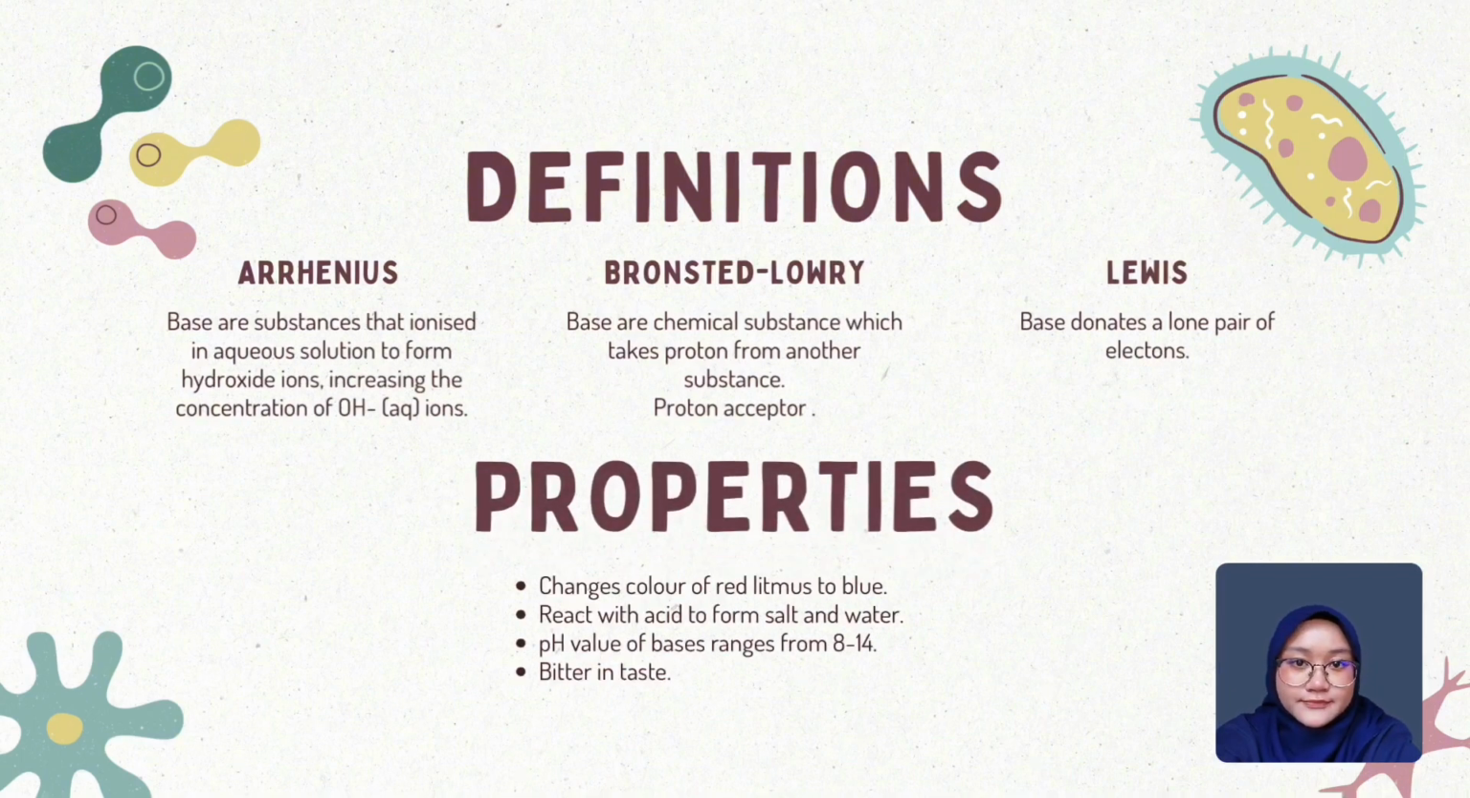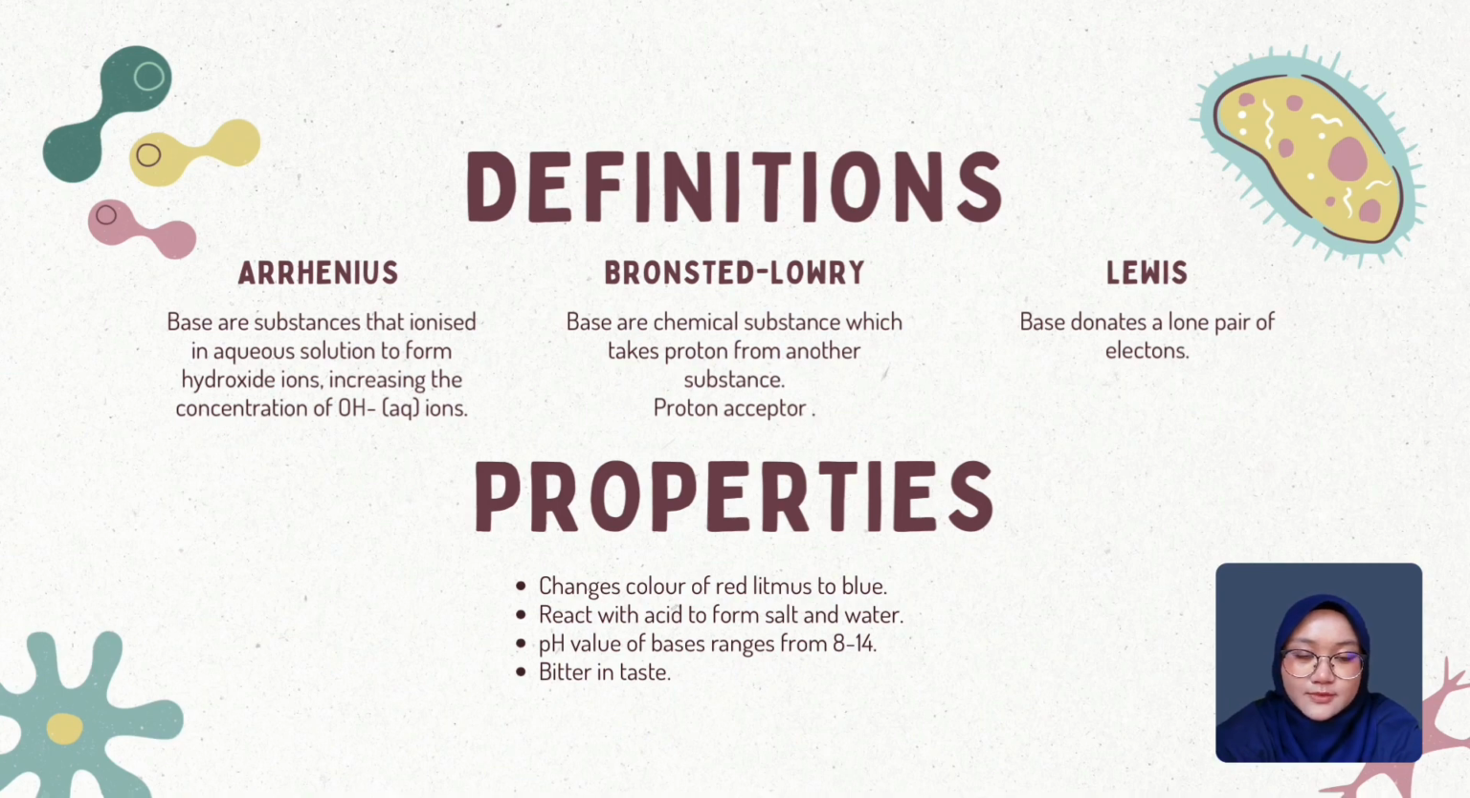Next, there are 3 different definitions of the base. The first one is from Arrhenius. According to Arrhenius, bases are substances that ionize in aqueous solution to form hydroxide ions, increasing the concentration of hydroxide ions. The second one is from Bronsted-Lowry. According to Bronsted-Lowry, bases are chemical substances that take a proton from another substance, or the proton acceptor. And the last one is from Lewis. According to Lewis, a base donates a lone pair of electrons.